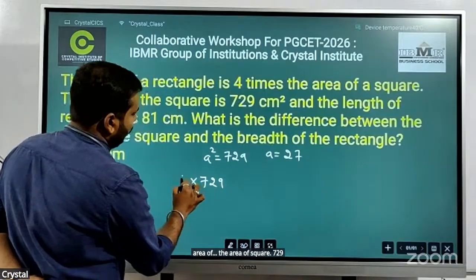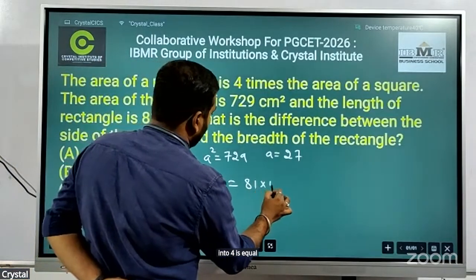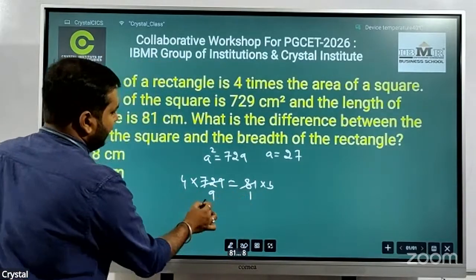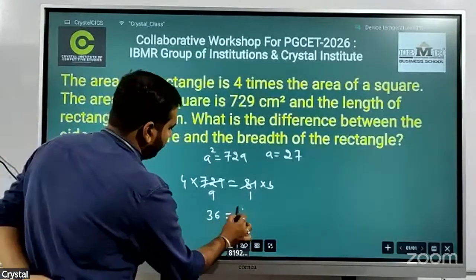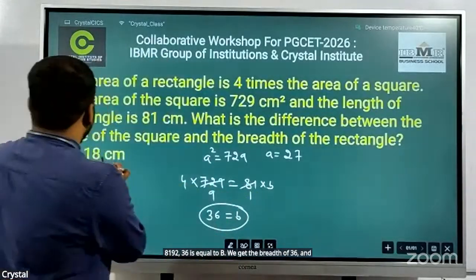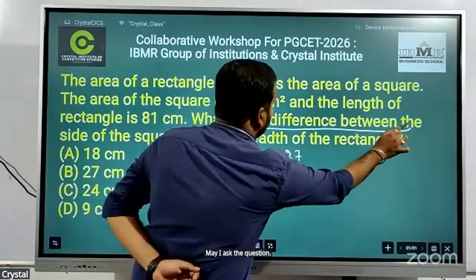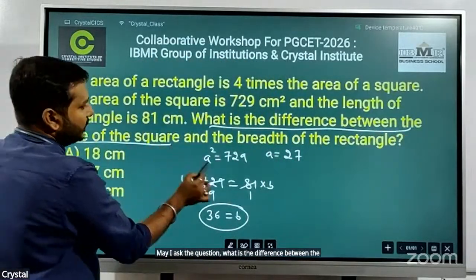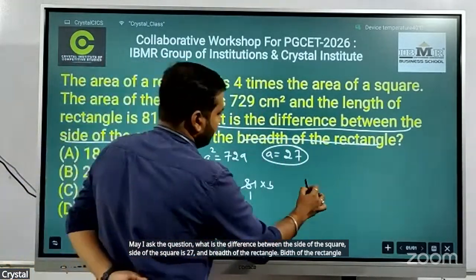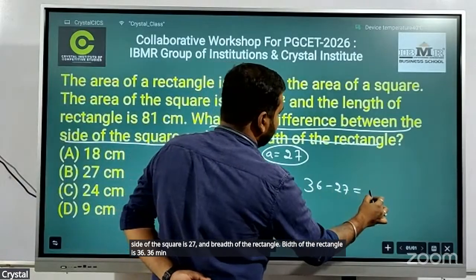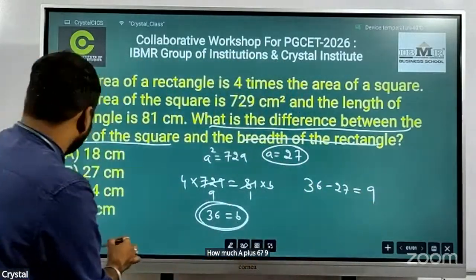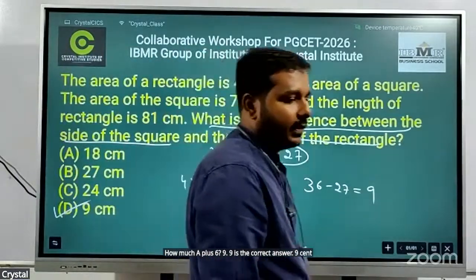729 into 4 is equal to 81 into B. 81 ones are 81, nines are 9, into 36 is equal to B. We get the width as 36. They ask the question, what is the difference between the side of the square and the width of the rectangle? Side of the square is 27 and width of the rectangle is 36. 36 minus 27 is how much? 3 plus 6, 9. 9 centimeter is the correct answer.